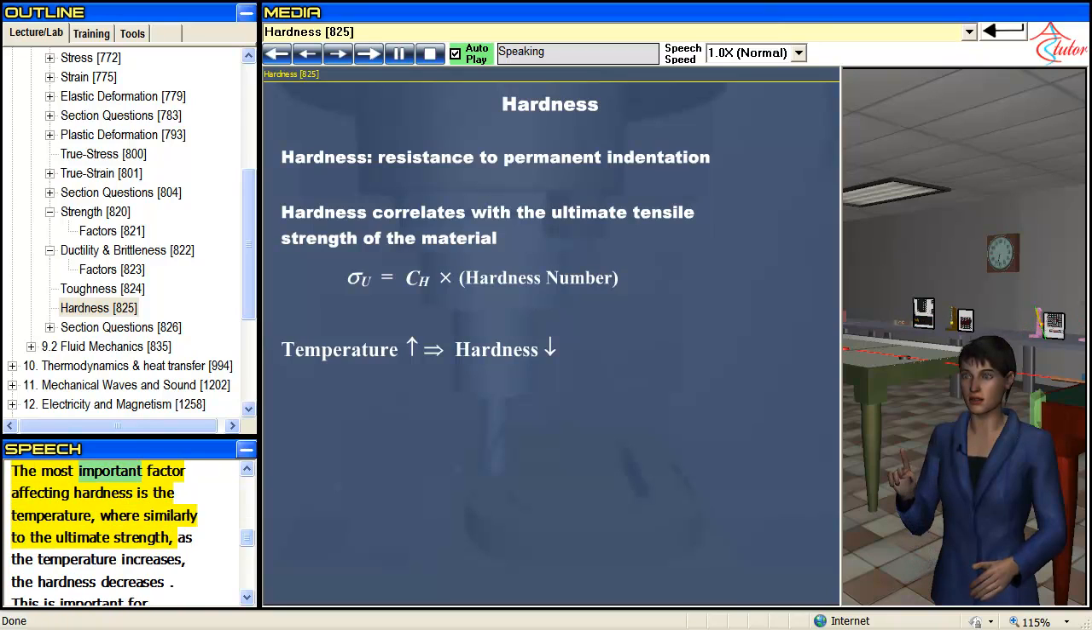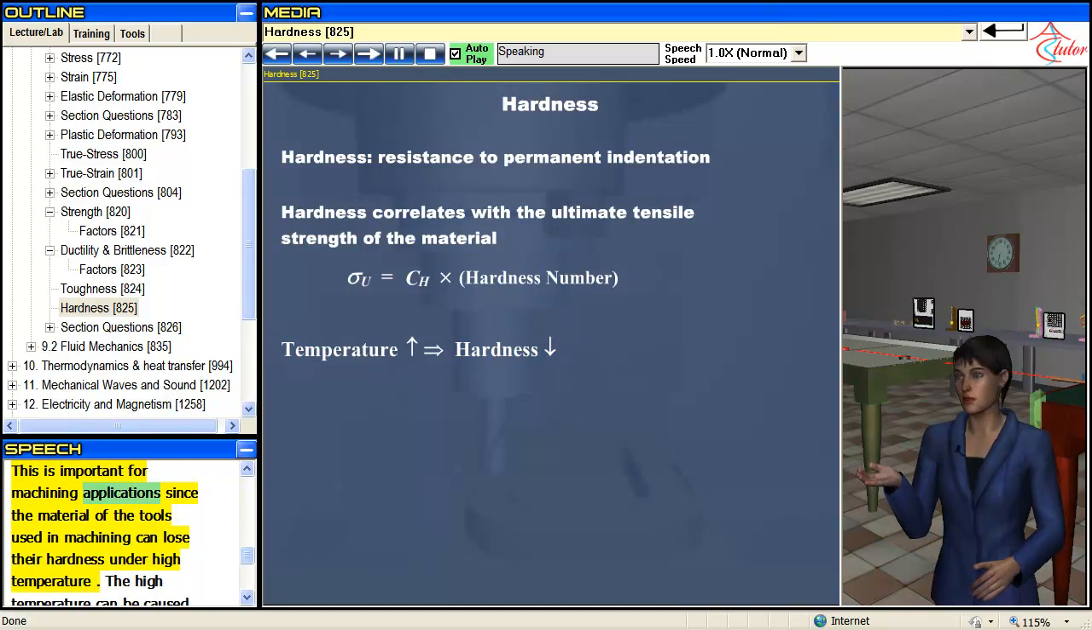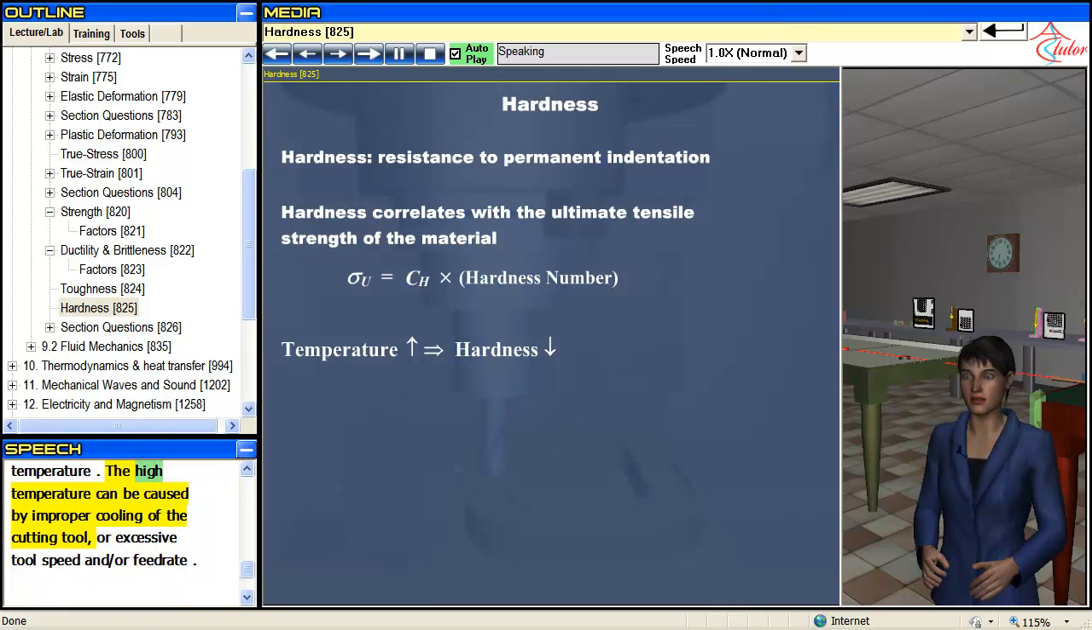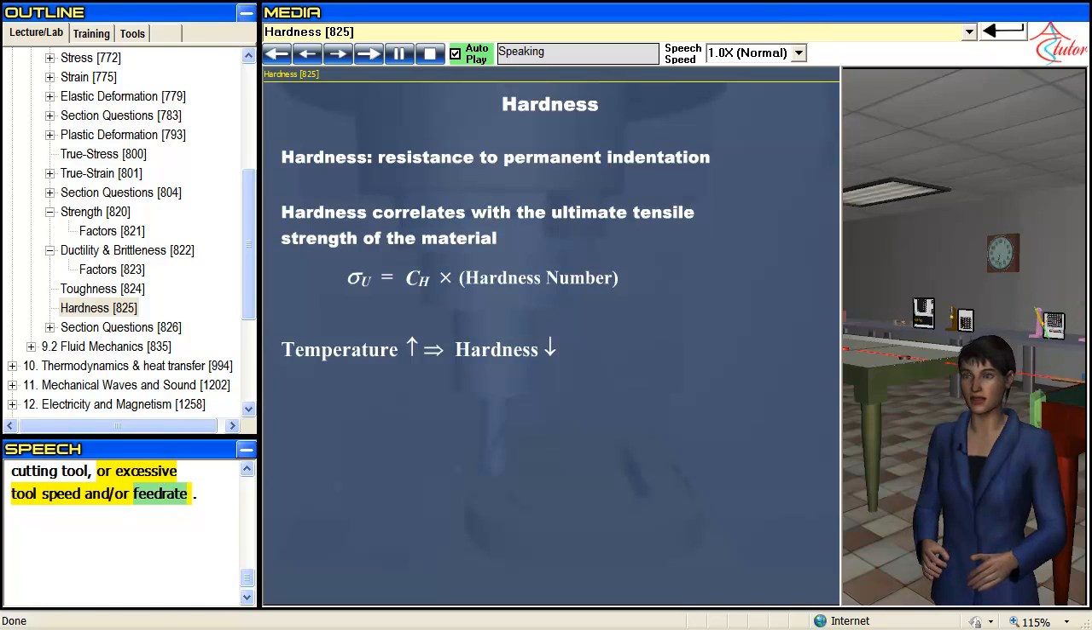The most important factor affecting hardness is the temperature, where similarly to the ultimate strength, as the temperature increases, the hardness decreases. This is important for machining applications since the material of the tools used in machining can lose their hardness under high temperature. The high temperature can be caused by improper cooling of the cutting tool, or excessive tool speed and feed rate.